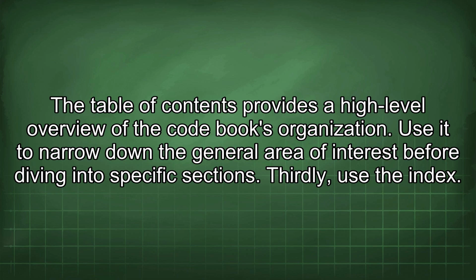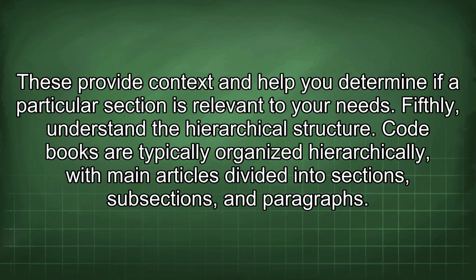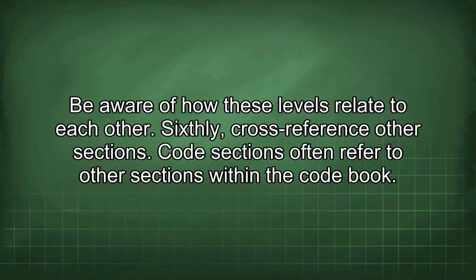Thirdly, use the index. The index is an invaluable tool for finding specific topics or keywords within the codebook. Look up relevant terms to find potential code sections related to your query. Fourthly, pay attention to article titles and section headings. These provide context and help you determine if a particular section is relevant to your needs. Fifthly, understand the hierarchical structure. Codebooks are typically organized hierarchically, with main articles divided into sections, subsections, and paragraphs. Be aware of how these levels relate to each other.